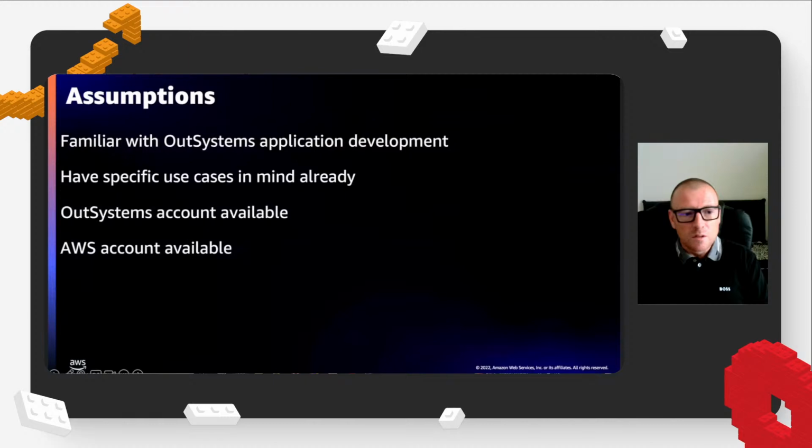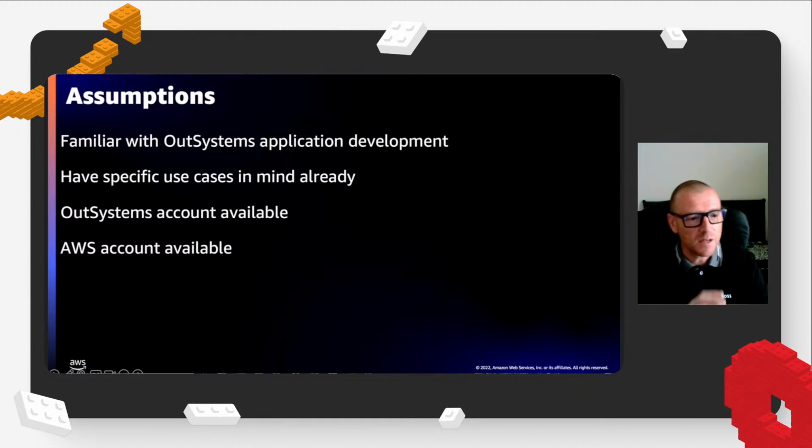Some of the assumptions that we'll run with here is that because this is the dev series and there are some hackathons coming up, you're already somewhat familiar with OutSystems application development, and you have a specific use case in mind already. We're not going to be going into specific use cases here and how you implement those with AI or applied AI or the Gen AI services. But we will show you how to use the building blocks so that you can stitch them together to realize the use case that you have in mind for your own development.